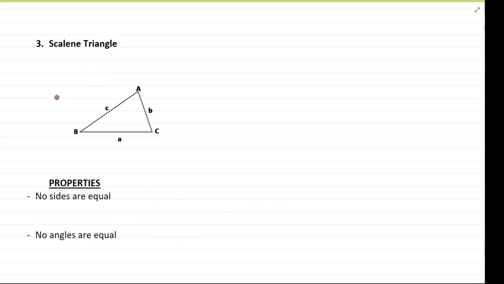Scalene triangle. For scalene triangle, no sides are equal. So it simply means that side C is not equal to side B and is not also equal to side A. So none of the sides are equal and no angle is equal as well. So angle A is not equal to angle B and angle B is not equal to angle C. So no sides are equal and no angles are equal. If I want to put a stroke here, I'm going to have one stroke here, two strokes here, and then three strokes here. Now the reason why we have different strokes is simply because no sides are equal.